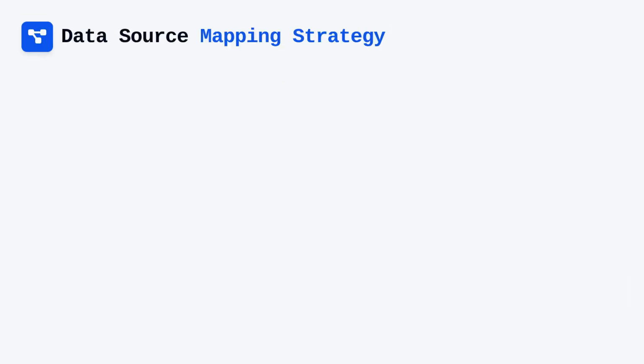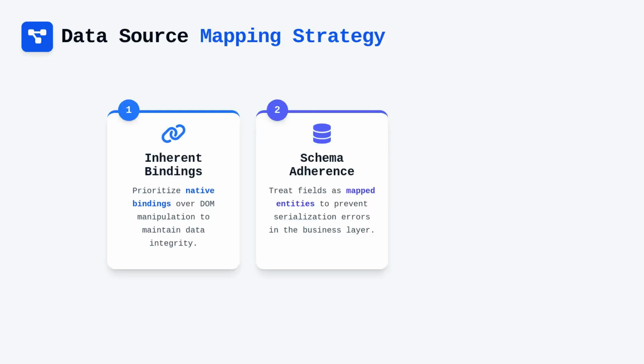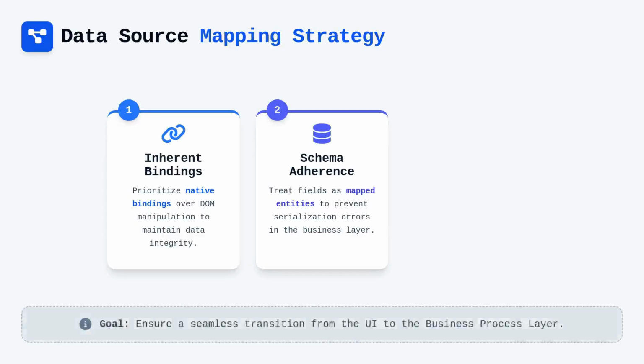Data source mapping is the cornerstone of any advanced script, and you should always prioritize leveraging the inherent bindings rather than force-feeding data via DOM manipulation. When a script interacts with the data source, it should treat the fields as mapped entities that adhere to the central schema rather than as transient visual elements. This ensures that when the final transaction is submitted, the business process layer receives data that fits the expected structure, preventing serialization errors that often plague poorly implemented extensions.